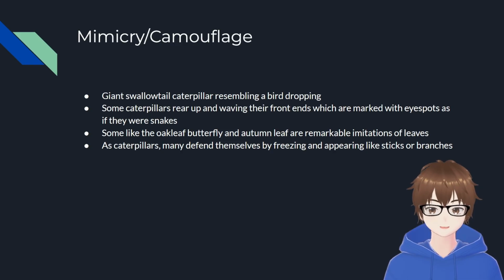Some caterpillars will even rear up, waving their front ends, which are marked with eye spots as if they were snakes. Then some, like the oak leaf butterfly and autumn leaf, are remarkable imitations of leaves. Caterpillars may also defend themselves by freezing and appearing like sticks or branches. So basically, if you're a caterpillar, you can't really do much other than act like something that a bird or other animal does not want.